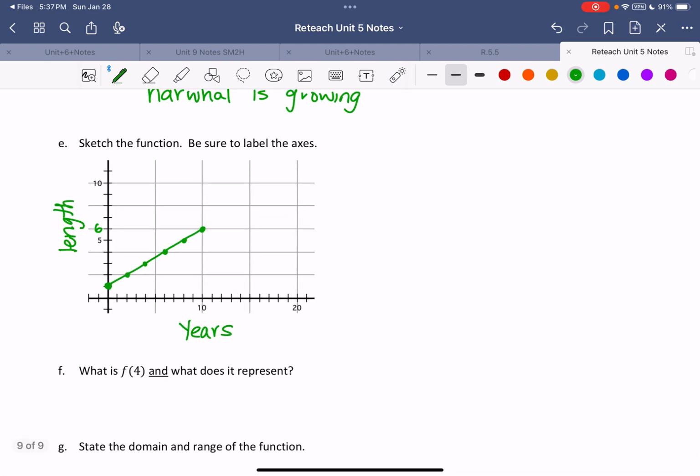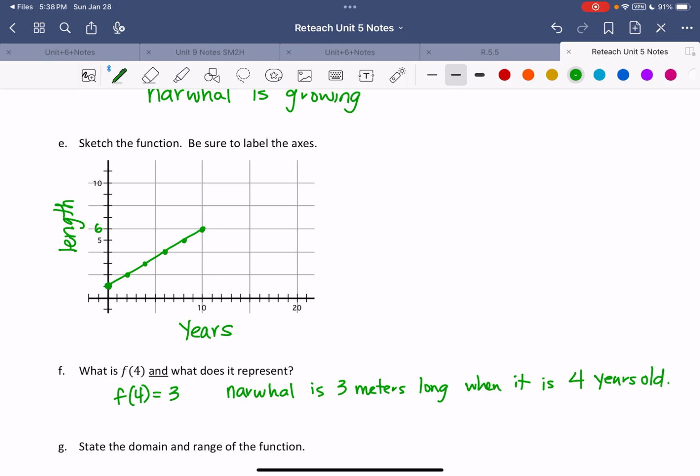So f of 4, we're going to go when x is 4, what's our y value? So when x is 4, our y value is 3. Okay, so f of 4 equals 3, and that means that the narwhal is 3 meters long when it is 4 years old.